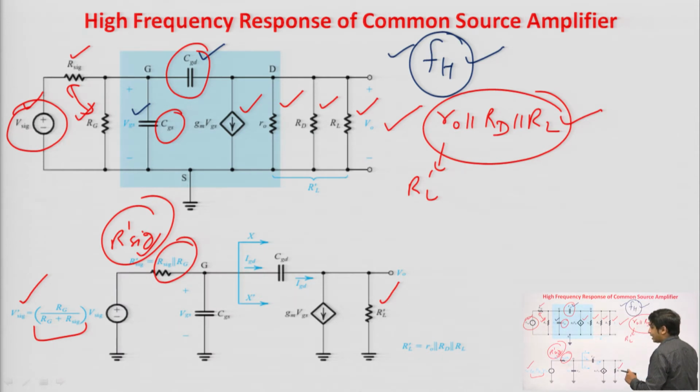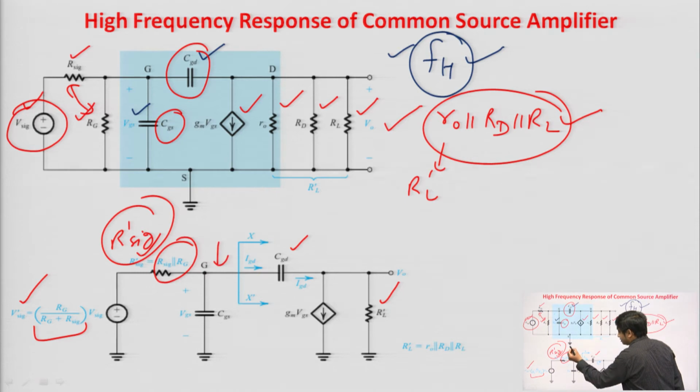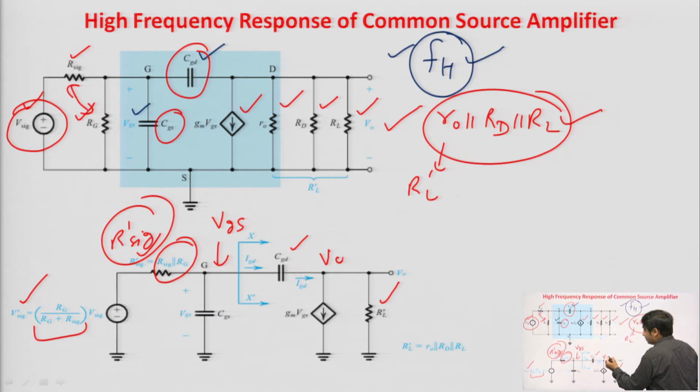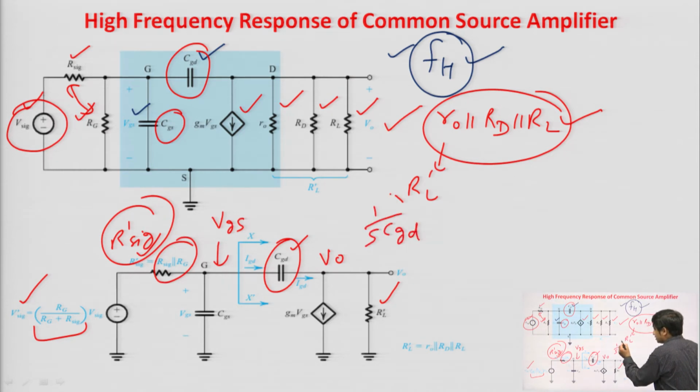Now, what is the value of IGD here? IGD is the current flowing through the CGD capacitor. You can see that at the gate terminal the voltage is VGS and at the drain terminal the voltage is V naught. So, the current flowing through CGD depends on the voltage difference across CGD, which is VGS minus V naught. And what is the impedance of CGD? That is 1 by S CGD, fine.